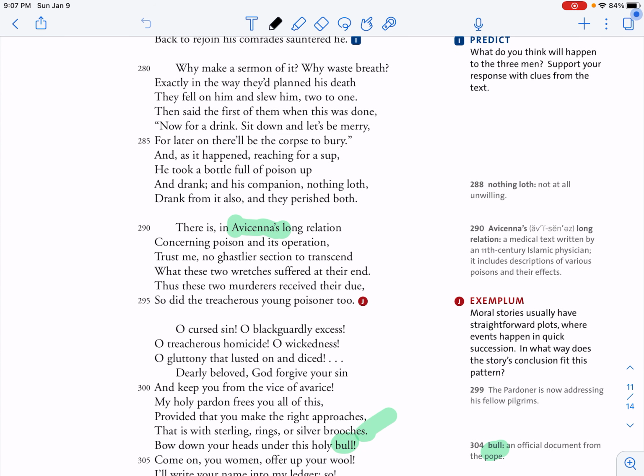So he's got three bottles. One bottle he leaves with just regular wine. The other two, he puts the poison in. So he's going to poison his friends.